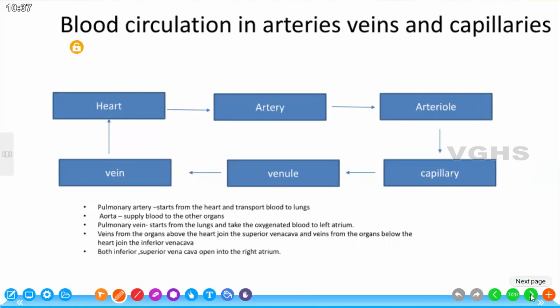Next, the blood circulation in arteries, veins, and capillaries. The pulmonary artery starts from the heart and transports blood to the lungs. Then the aorta supplies blood to other organs. And the pulmonary vein starts from the lung and takes the oxygenated blood to the left atrium. Veins from above the heart join the superior vena cava, and the veins from the organs below the heart join the inferior vena cava. Right?